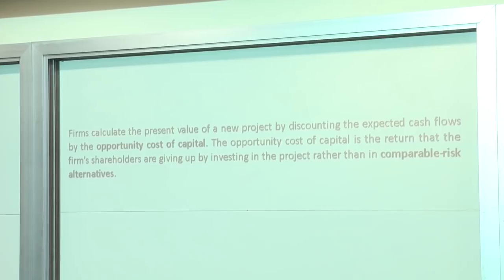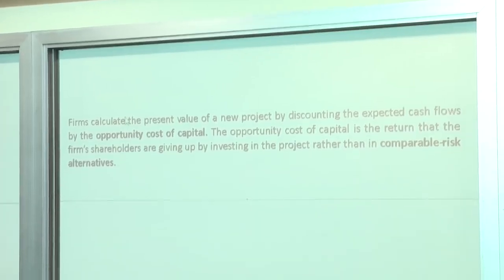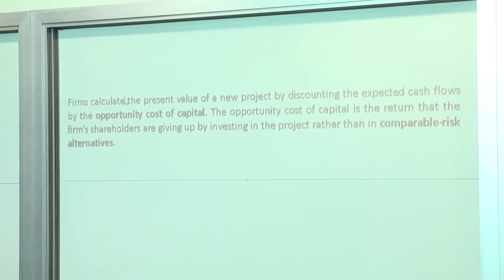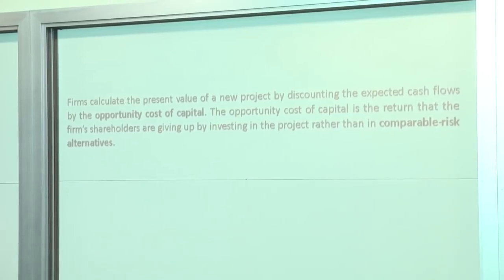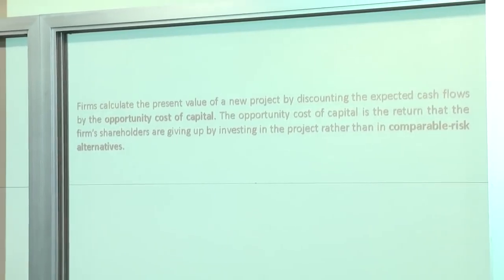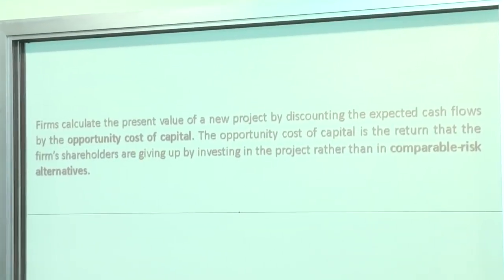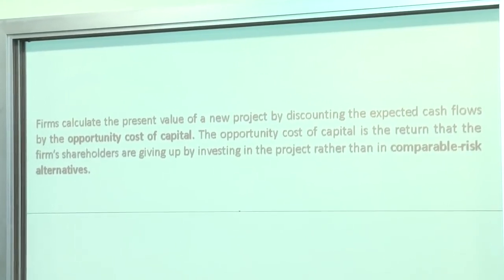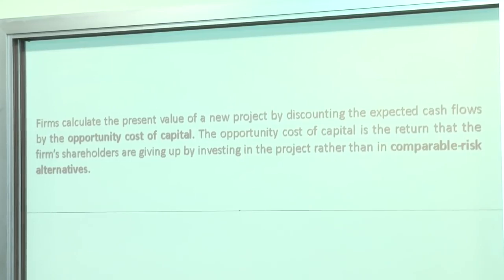So these statements are from the textbook. Okay, let's read. I think these are important for understanding this chapter. Firms calculate the present value of a new project by discounting the expected cash flows by the opportunity cost of capital. Okay, what is that? What is the opportunity cost of capital? It is the return that the firm's shareholders are giving up by investing in this project instead of another project with a comparable level of risk.